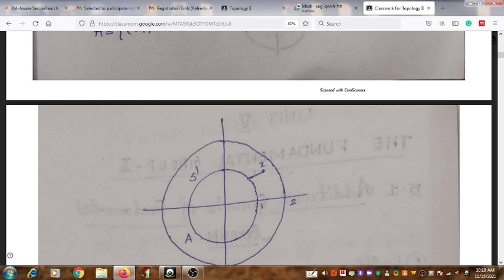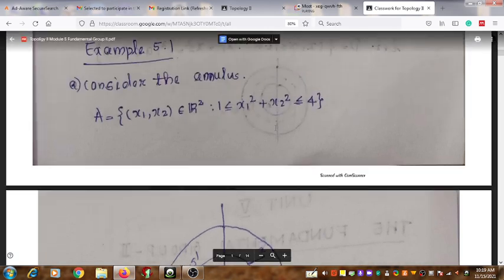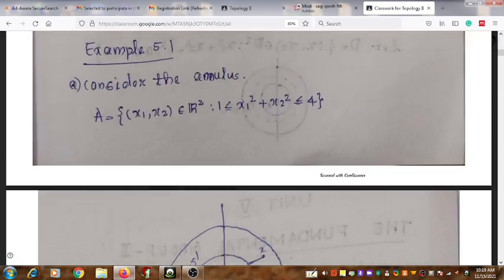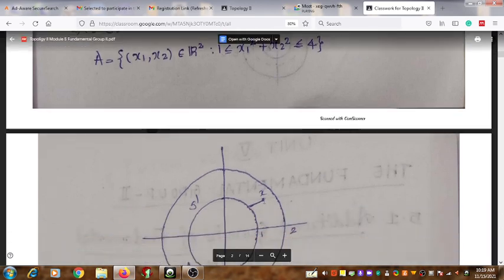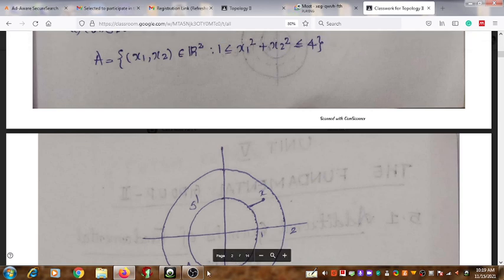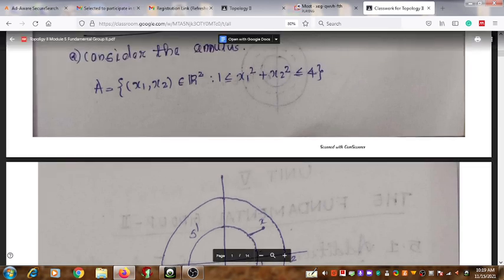That value will be greater than 1, because the radius of the inner circle is 1. By squaring, when you remove the square root, you get that x1 square plus x2 square is greater than or equal to 1. The equality holds when the point x lies on the circle. In other cases, it will be strictly greater, so x1 square plus x2 square is greater than 1.